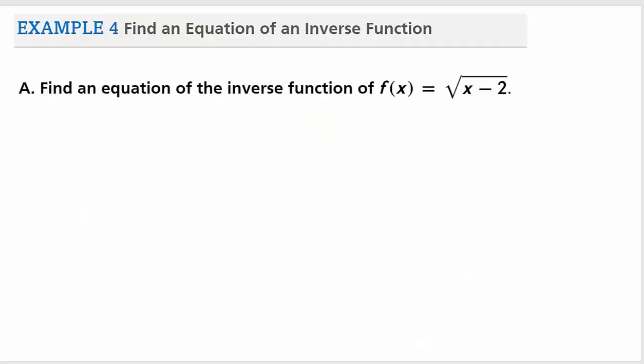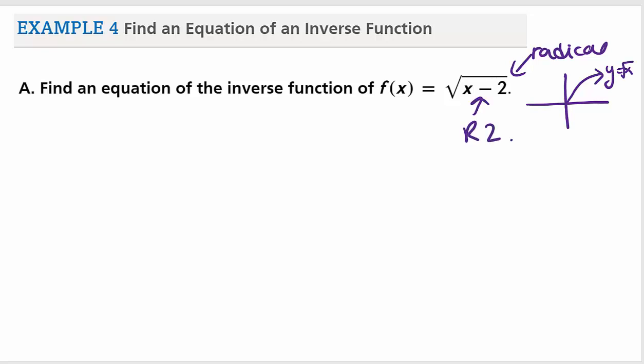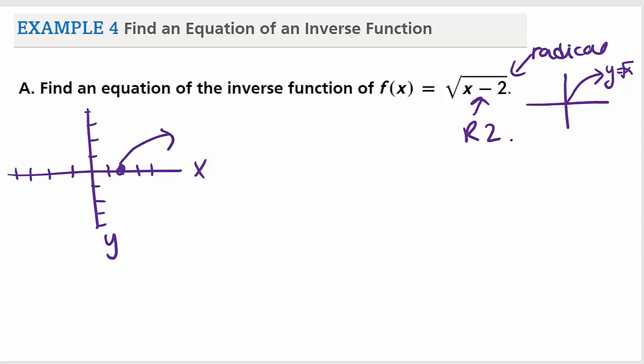Example 4. Find an equation of the inverse function. So let's first start with what we know about our original function. This is a radical, so that means our graph is supposed to go up and to the right in its parent function state. It's also been shifted to the right by 2. So if I do a sketch, it looks like this.